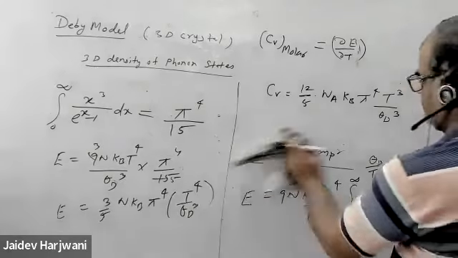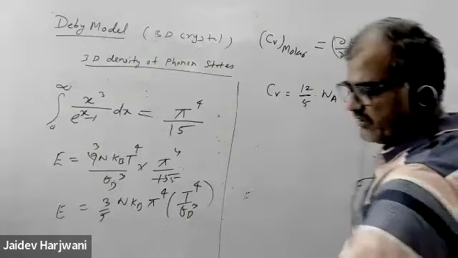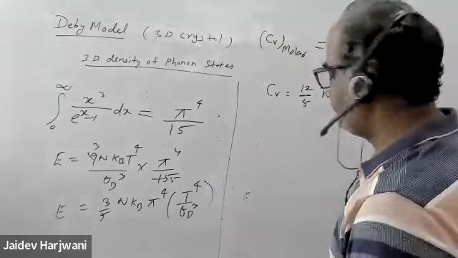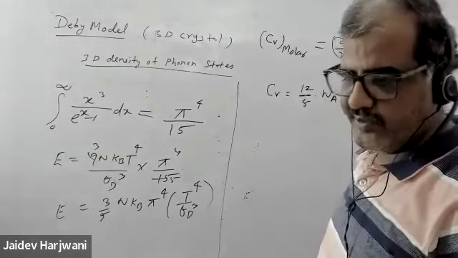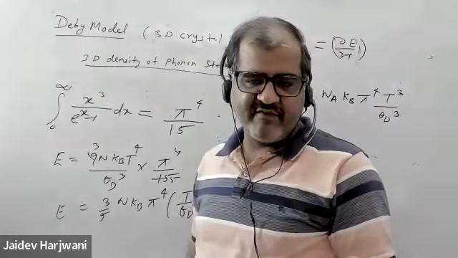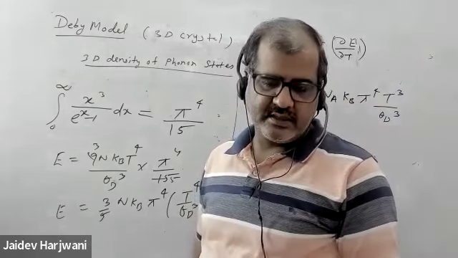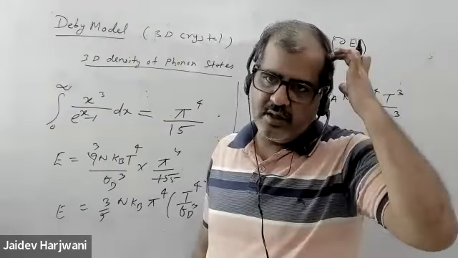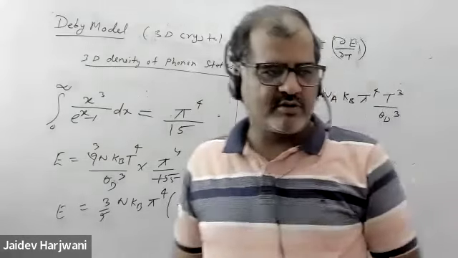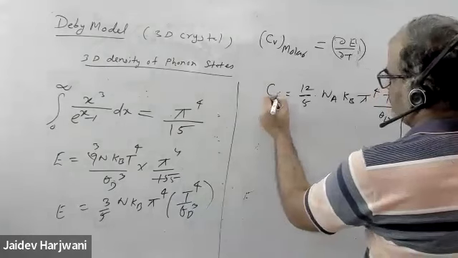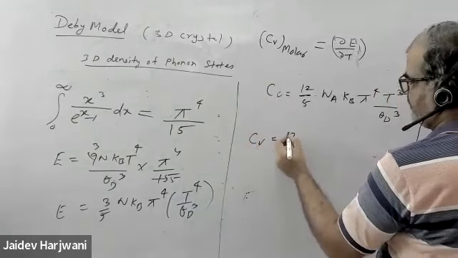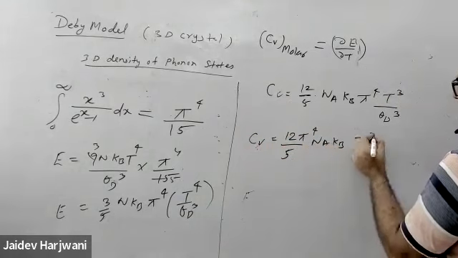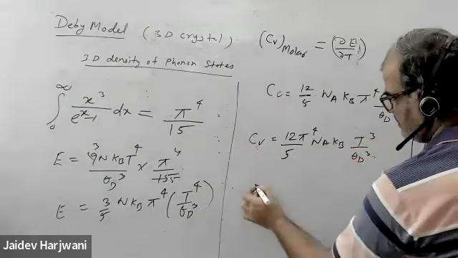Sir, why are we writing n as Na here? Because we are calculating molar specific heat, for one mole. So how much will n be in one mole? Avogadro number, n is equal to Na, 6.02 times 10 to the 23. If I say my substance is 1 mole, then the number of atoms is equal to Avogadro number. So Cv will be 12 pi^4 by 5 Na kB T cube upon theta d cube, and Cv is proportional to what?